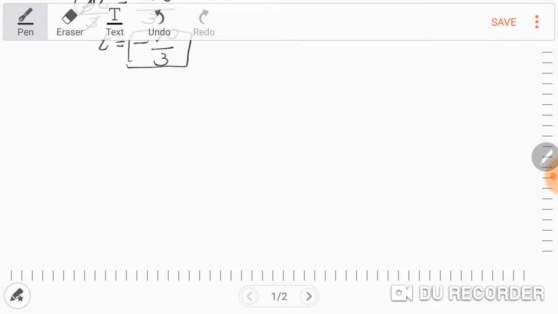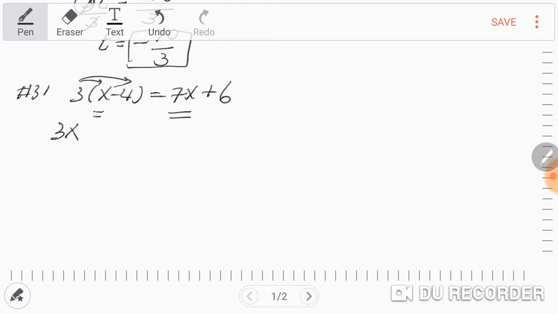Number 31. This is 3 times (x minus 4) equals 7x plus 6. There are variable terms on the right, 7x, and one inside the parentheses. So first we have to remove the parentheses by using the distributive property. So 3 times x is 3x. 3 times negative 4 is negative 12, equals 7x plus 6.